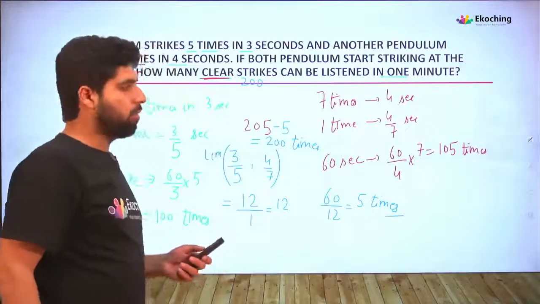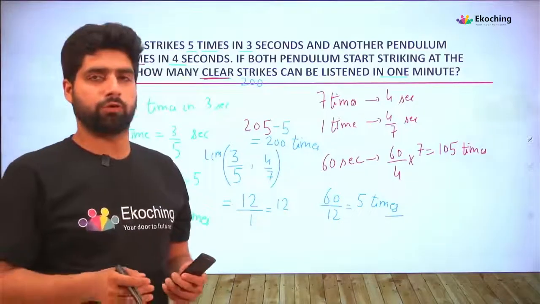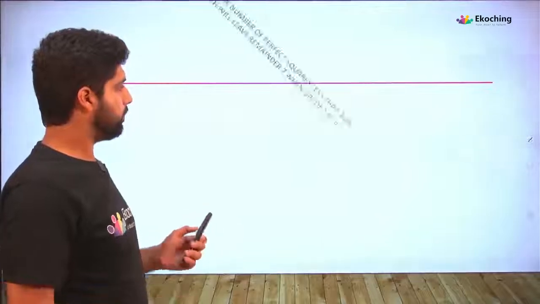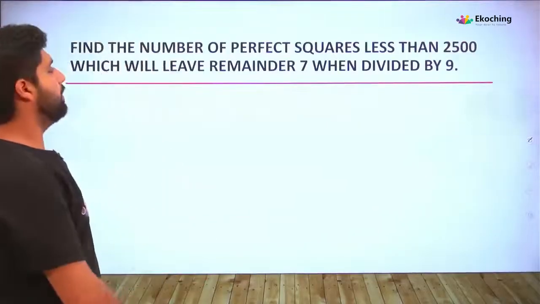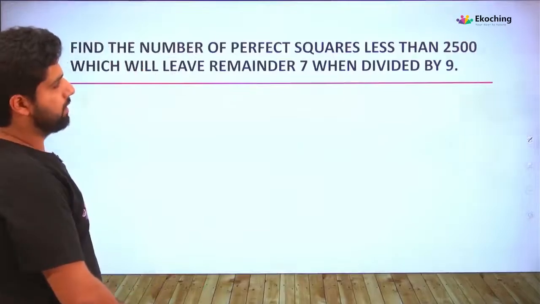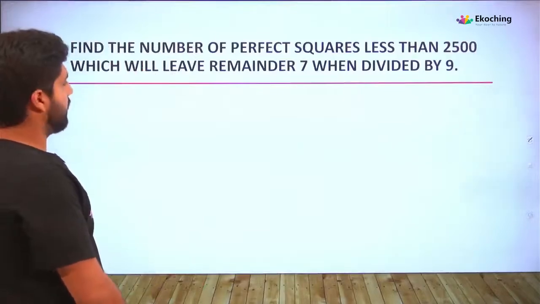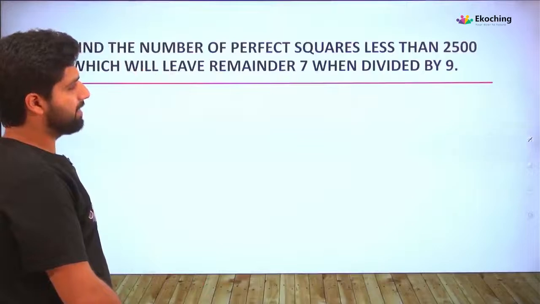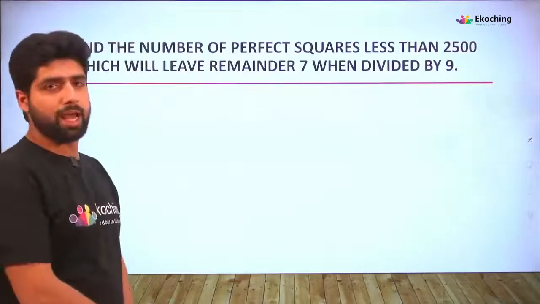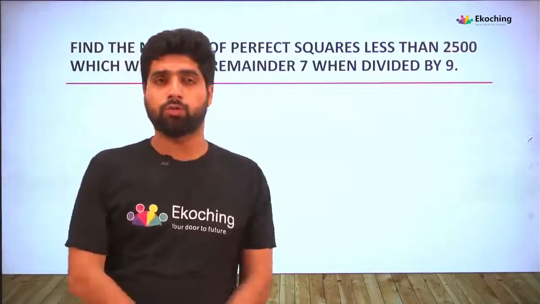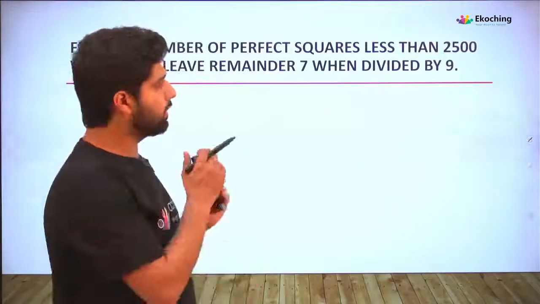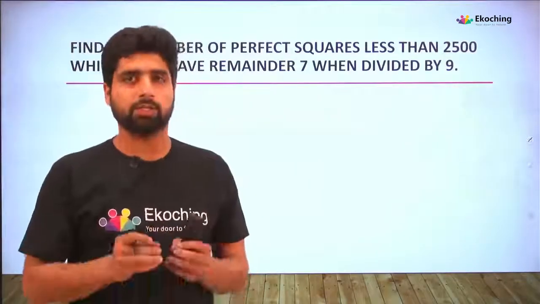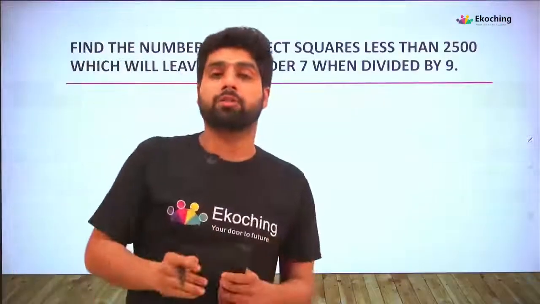So now moving towards our next question of today. Now the question is on your screen. The question is, find the number of perfect squares less than 2500 which will leave remainder 7 when divided by 9. So I request all of you to pause your video for 2 minutes, or take 5 minutes, and just try to attempt this question.